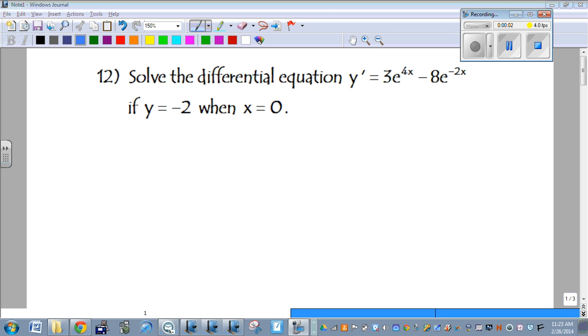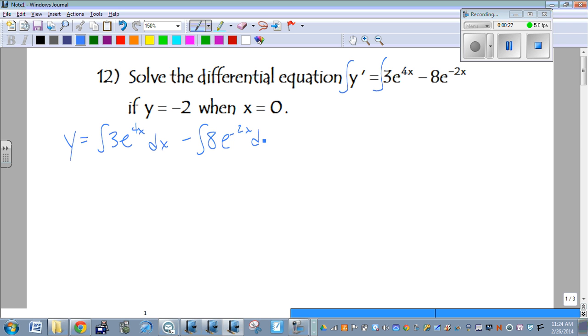In number 12, we're asked to solve the differential equation, which means we want to find the original function here. So we're going to have to take the antiderivative of this function on both sides. So we're going to get y equals the antiderivative of this whole thing. But I'm going to split it up into two separate parts because of the subtraction. So we have antiderivative of 3e to the 4x dx minus the antiderivative of 8e to the negative 2x dx.